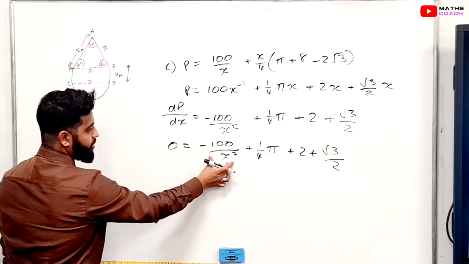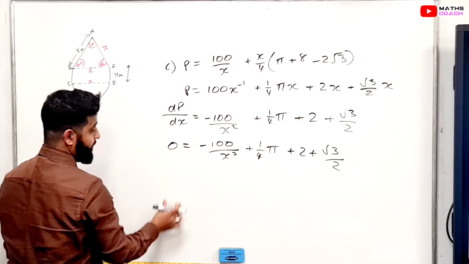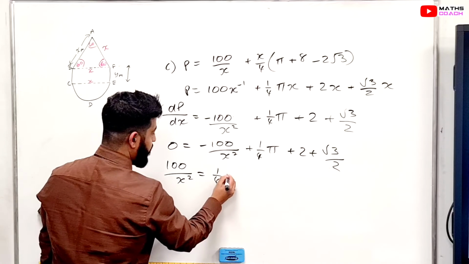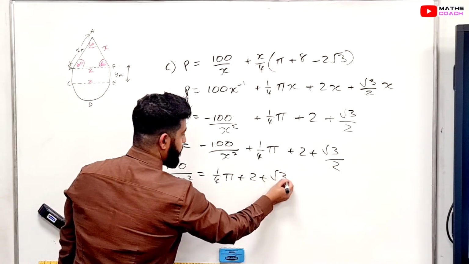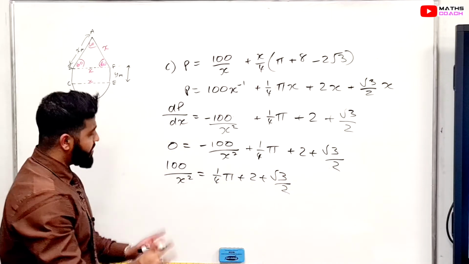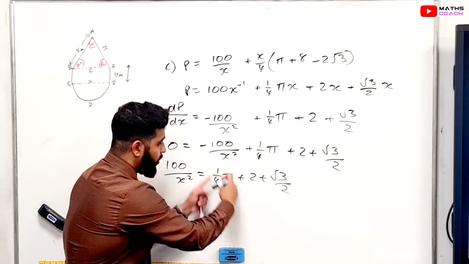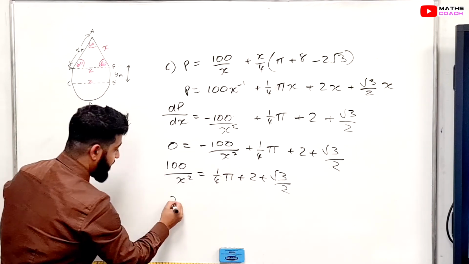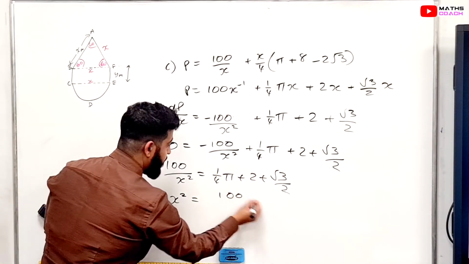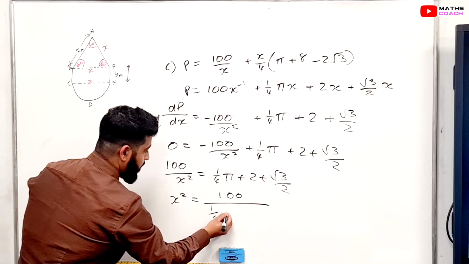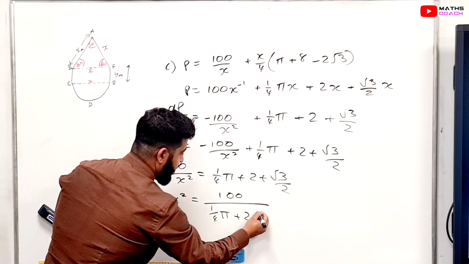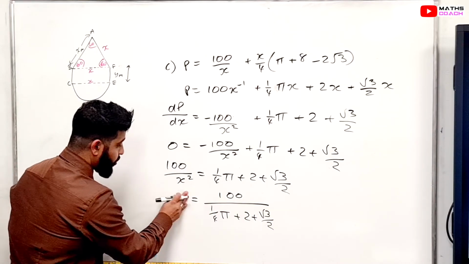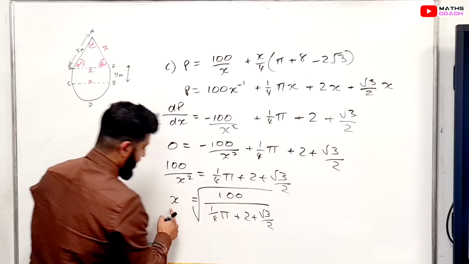Now we're going to take this minus 100 over x squared over to the other side. So we have 100 over x squared is equal to 1/4 pi plus 2 root 3 over 2. Now the easiest way to do this would be actually to swap all of this, go down here, and the x squared comes up here, giving us x squared is equal to 100 all over 1/4 pi plus 2 plus root 3 over 2. And to find what x is, what we can do is square root both sides. So we have x is equal to that.